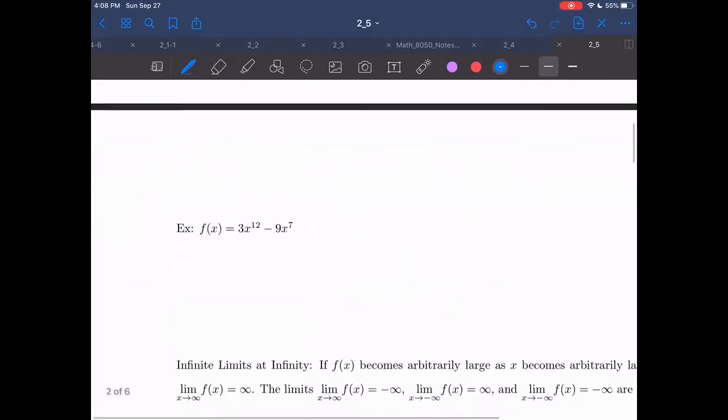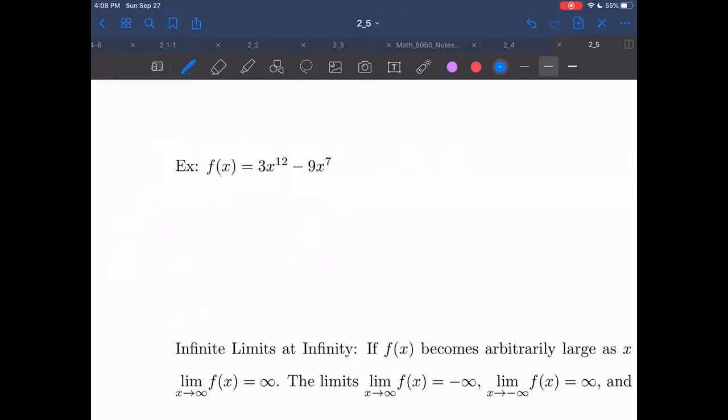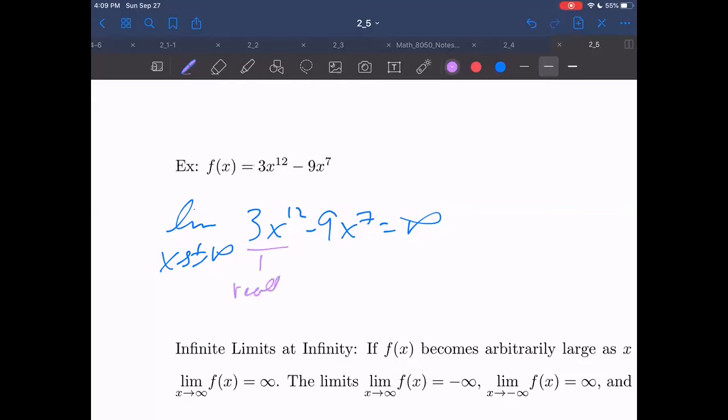Okay, we can also look at the limit as x approaches positive or negative infinity for 3x squared minus 9x to the 7 equals 0. All right, so 3x to the 12th is just going to get really big really quickly. And our number that we're subtracting off is going to get big, but not quite as big.